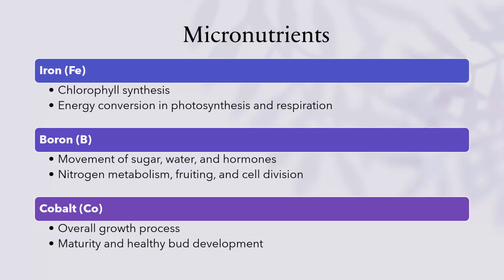Cobalt plays a critical role in the overall growth process of plants. Cobalt is necessary for the processes of stem growth, elongating the coleoptiles and expanding leaf discs. It is a critical element needed for a plant to reach maturity and for healthy bud development.